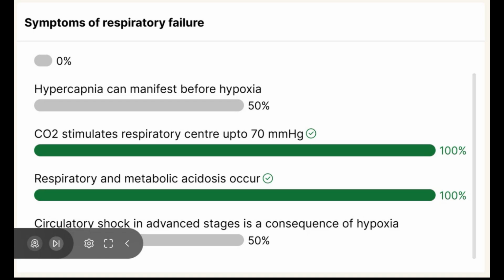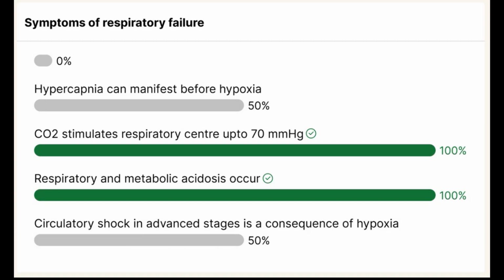And the fourth one, circulatory shock does occur in the advanced stages, but it's not a consequence of hypoxia. It's actually because of hypercapnia. So if this said maybe initial stages, then the statement could have been true because we established that you have lactic acidosis as a result of hypoxia, which would also cause vasodilation. But over here, severe hypercapnia can cause very large systemic vasodilation, and that puts you in circulatory shock in advanced stages. So yeah, I hope that's clear.